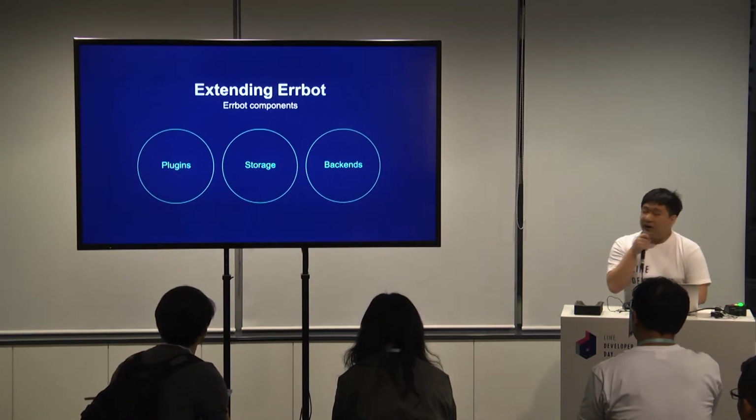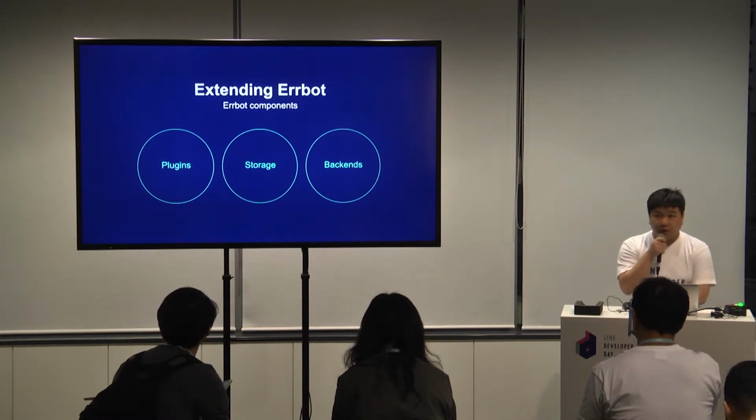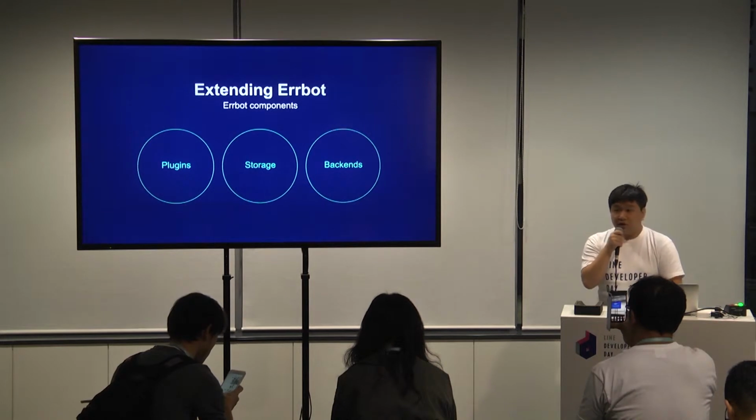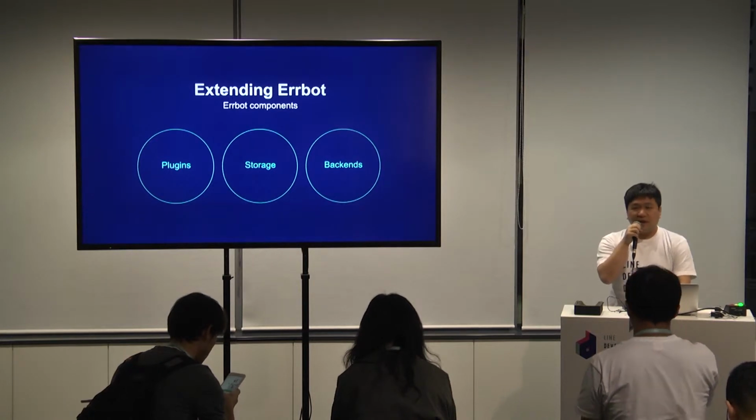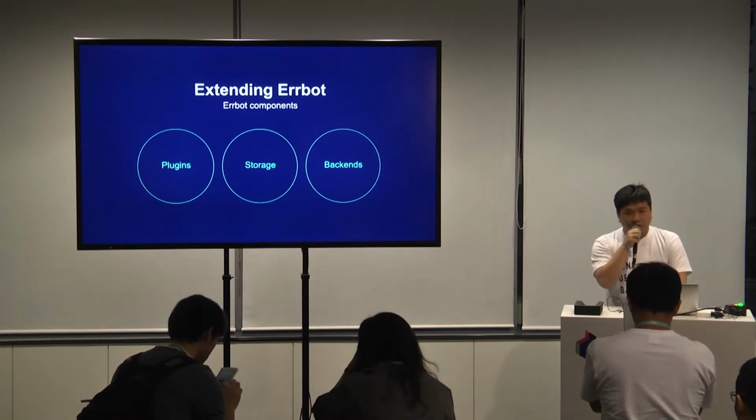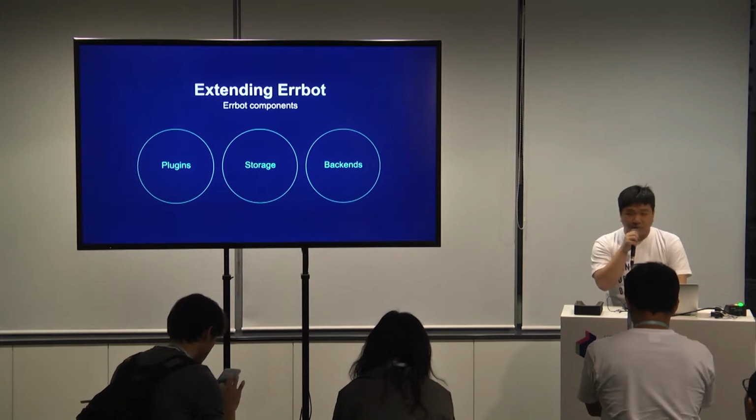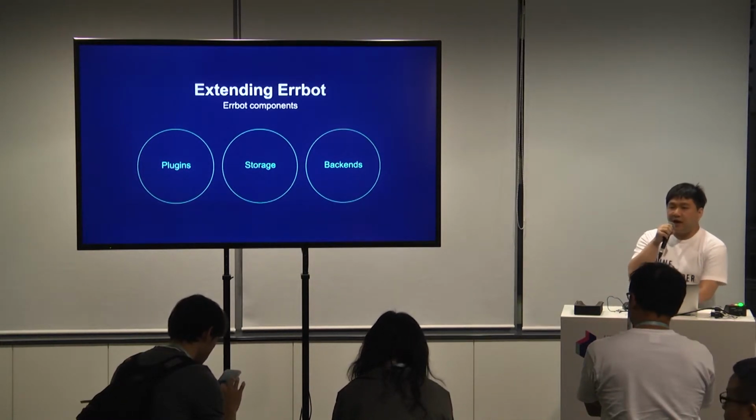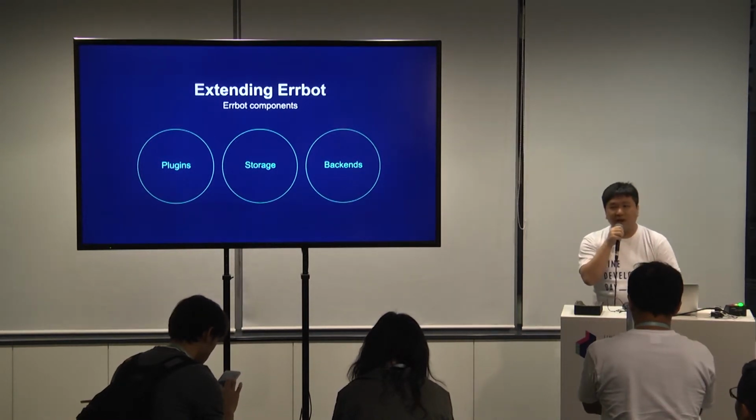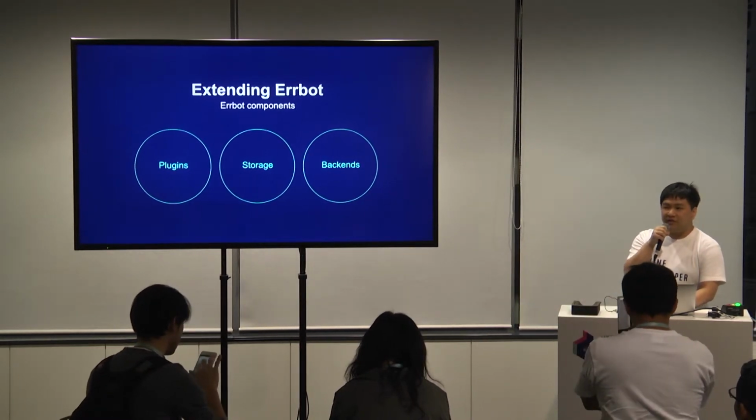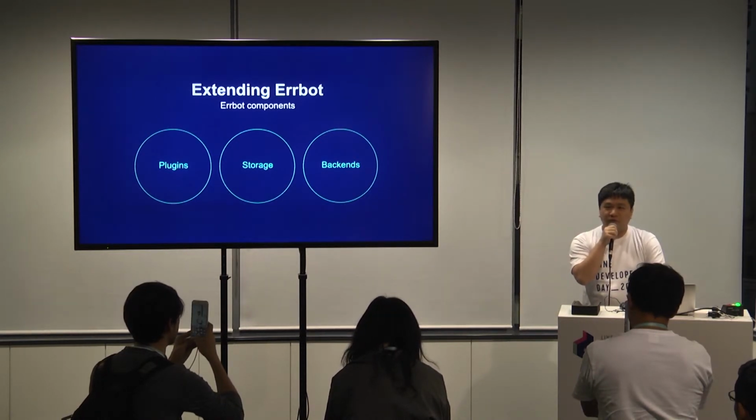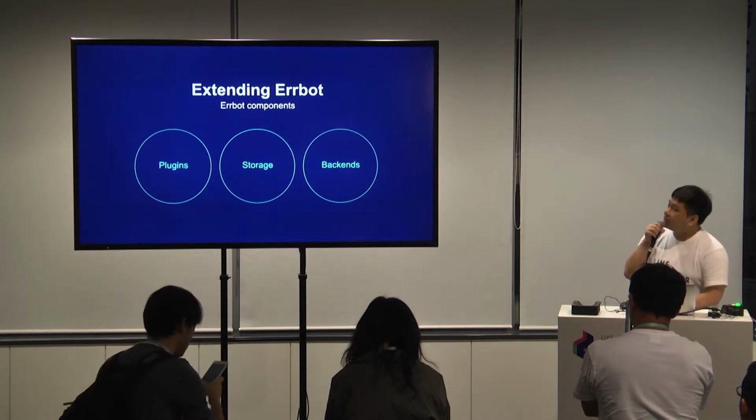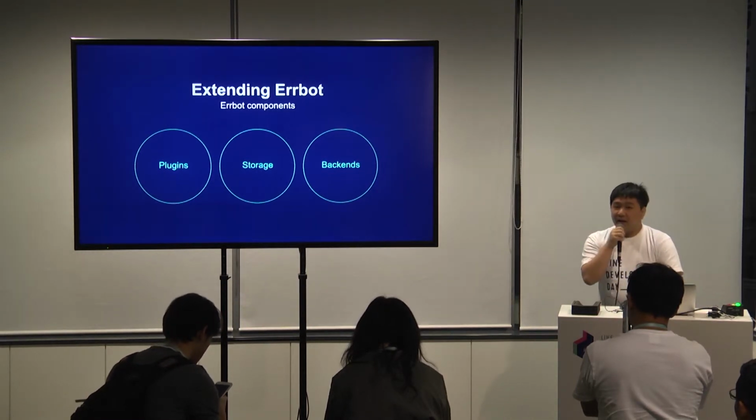Next, what is Urbot made of? Urbot is made up of three components: plugins, storage, and backends. Plugins are the main features that you can use to extend your bots. You can create new commands using plugins, or receive external events using plugins, such as webhook events. There are 300-something open source plugins on GitHub designed specifically for bots. And next, storage.